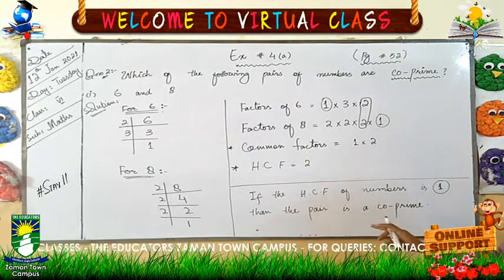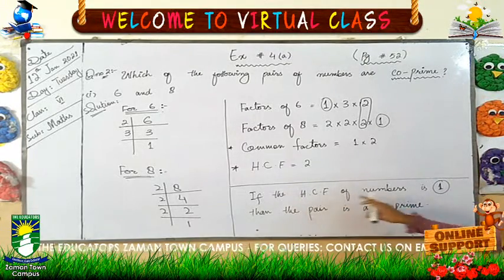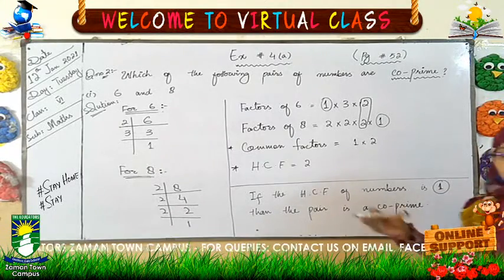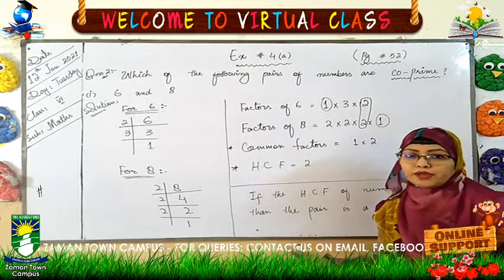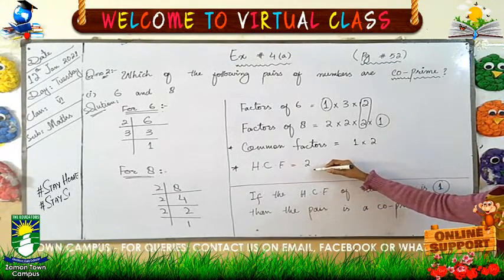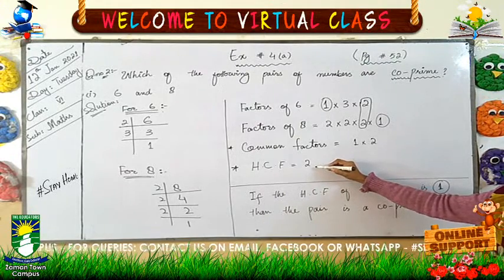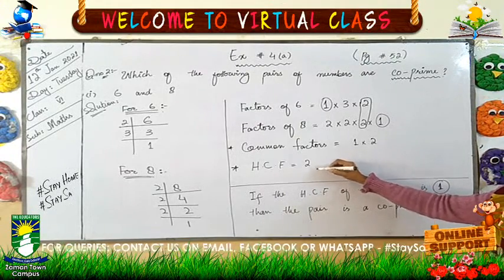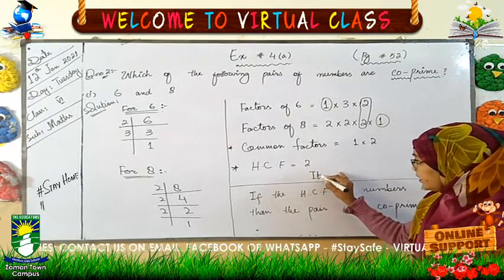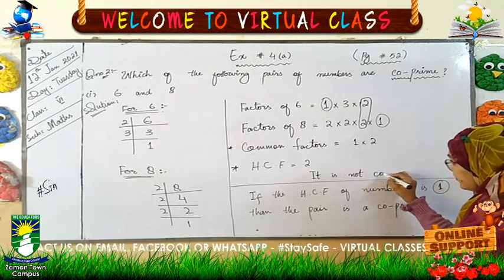What does the definition say? The definition is saying that if the HCF of the numbers is 1, then the pair is a co-prime, otherwise it is not co-prime. So what is the HCF here? Here we are having the HCF is 2. As it is 2, it is not co-prime. What will we write down here? It is not co-prime.